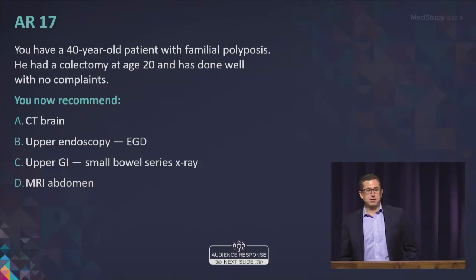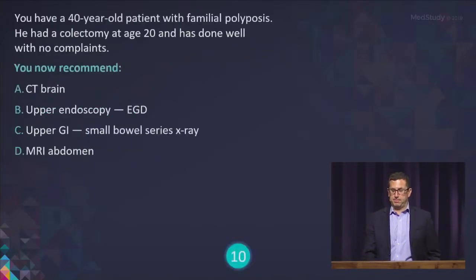So question 17. You have a 40-year-old patient with familial adenomatous polyposis. He had a colectomy at age 20 and has done well with no complaints. You now recommend A, CT brain, B, upper endoscopy, C, upper GI series with small bowel follow-through, or D, an MRI of the abdomen.